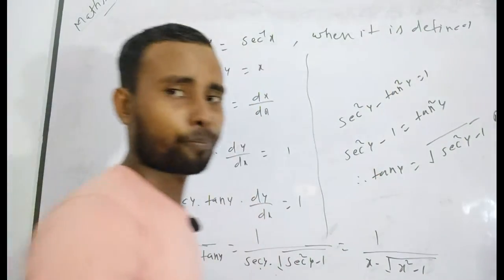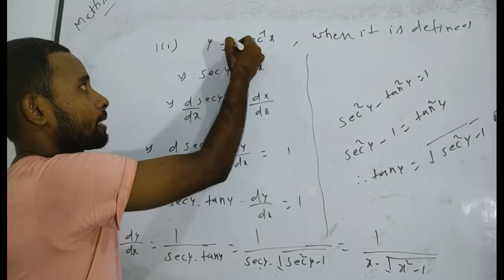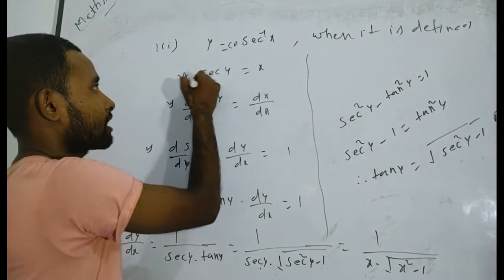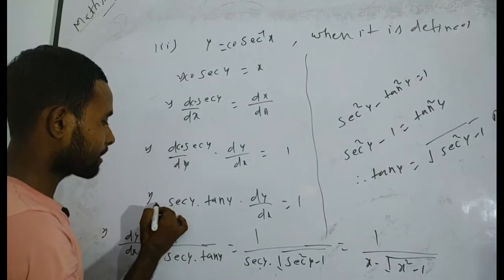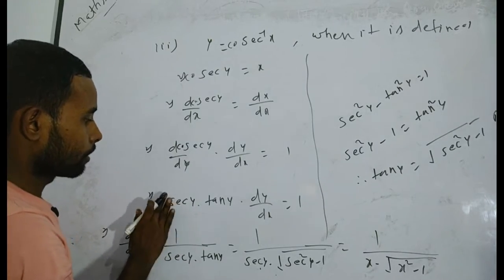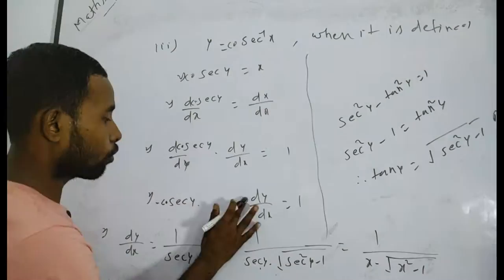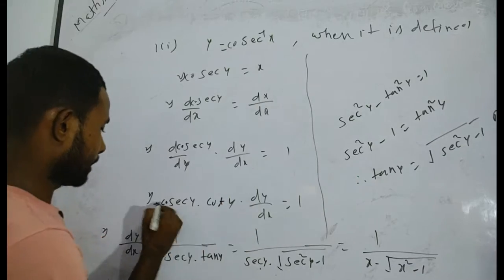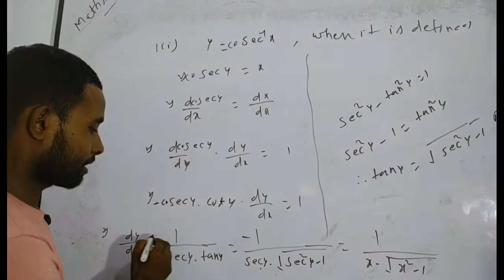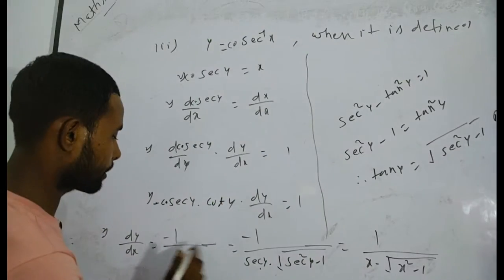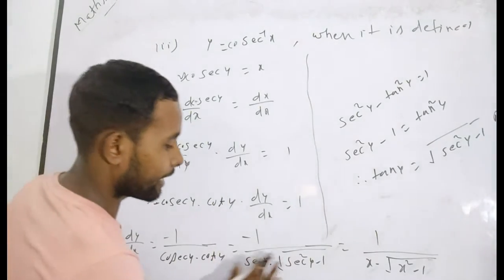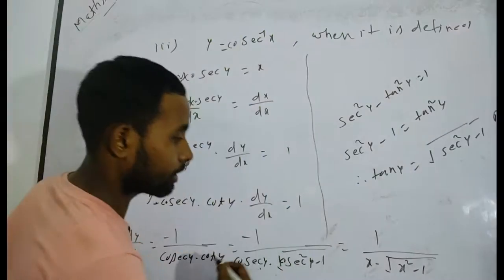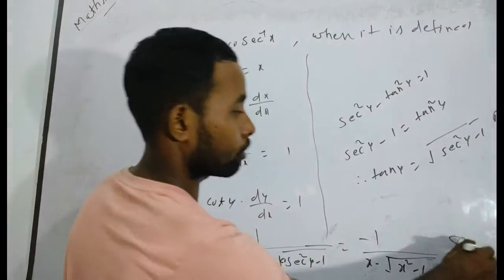This is your formula. Again take the next formula, that means cosec inverse x. In that case it becomes minus cosec y cot y. When it goes to the right side it will be as it is. That means cosec y into cot y, with the minus term, this is your answer.